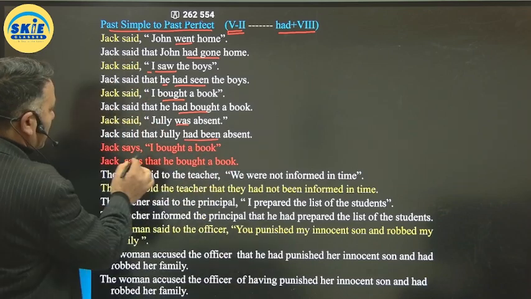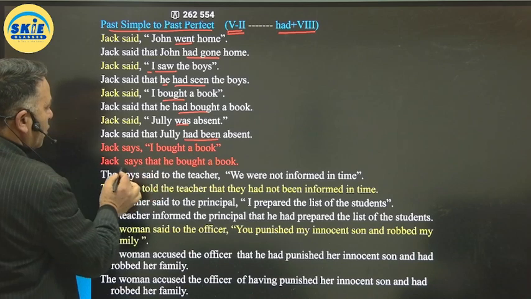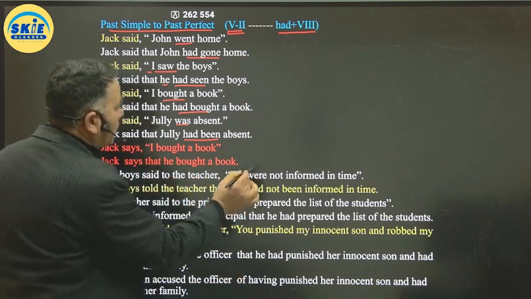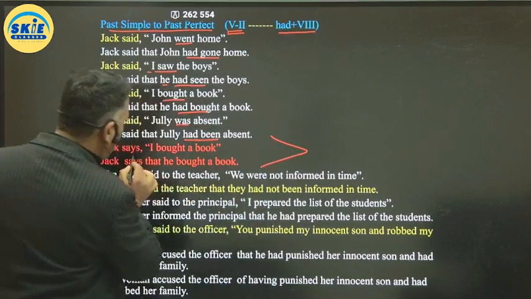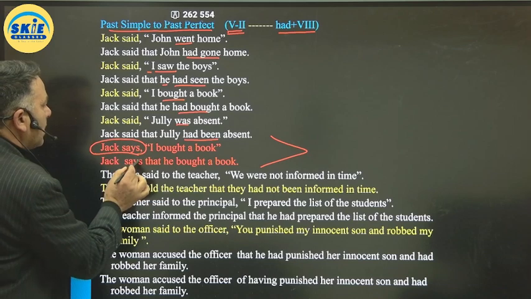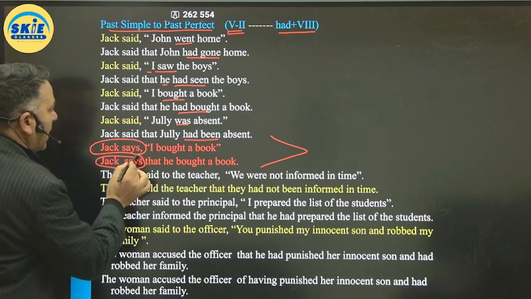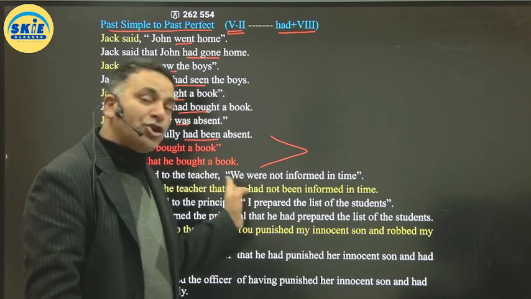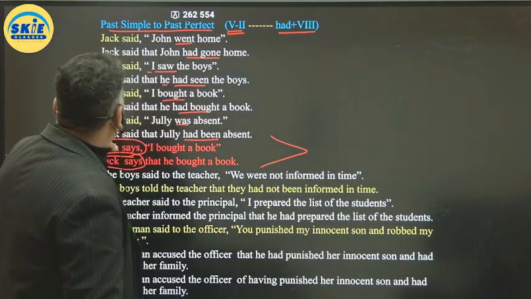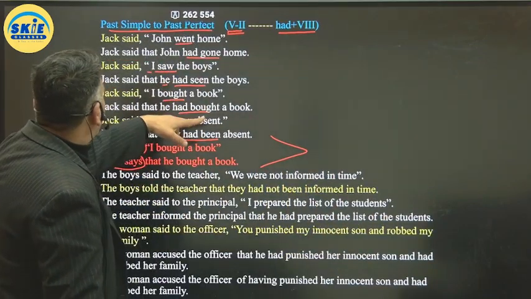Now, if you look at this sentence here, Jack says, I bought a book. I hope you remember, here it will not change, because we have already said that when the reporting verb is in present tense, there is no change in the tense of the reported speech. So that's why, if you look here, Jack says, I bought a book.